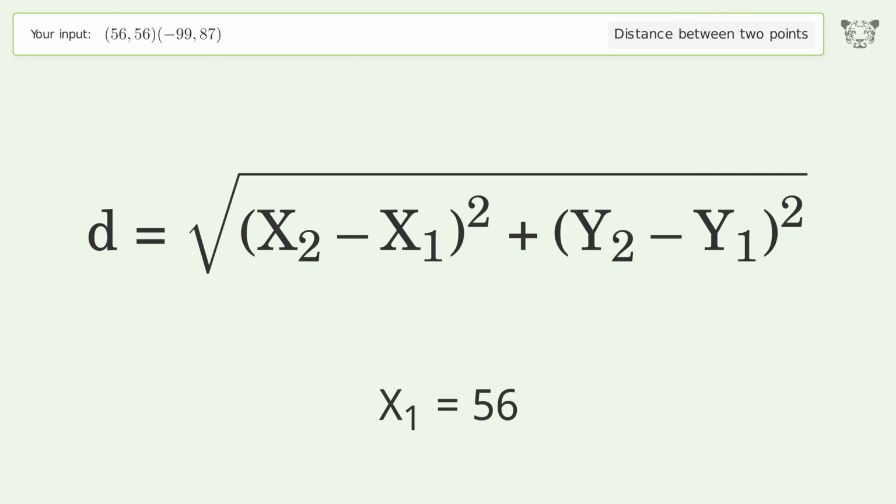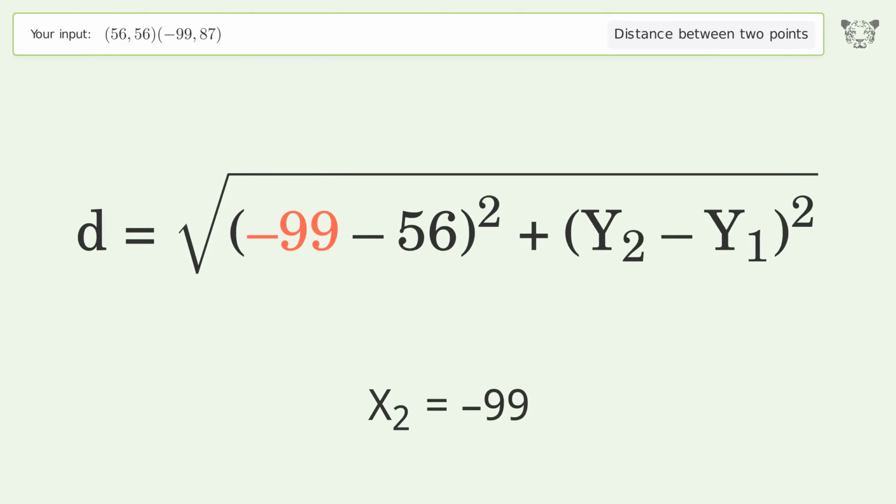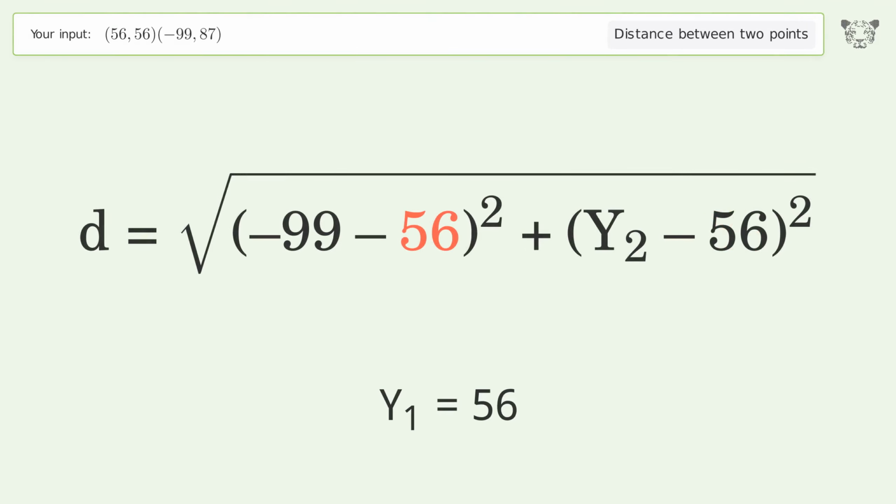x1 equals 56. x2 equals negative 99. y1 equals 56. y2 equals 87.